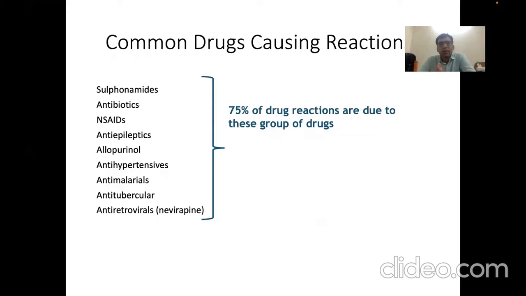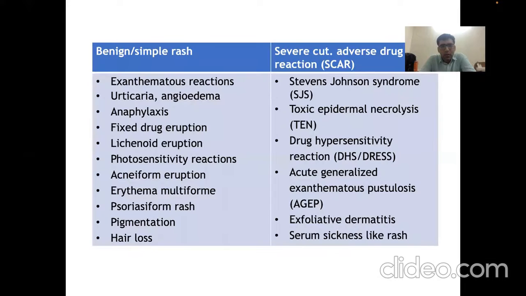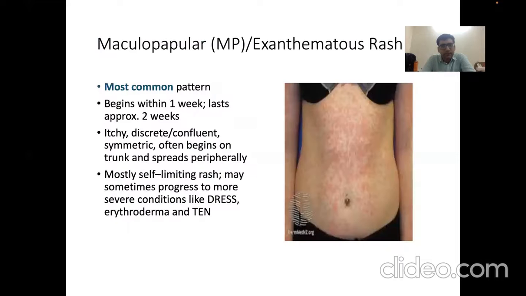What are the most common drugs causing drug reactions? This group includes around 75%, which is sulfonamides, antibiotics, NSAIDs, anti-epileptics, allopurinol, antihypertensives, anti-malarials, anti-tubercular drugs, and antiretrovirals, mainly nevirapine. Difference between benign rash and severe cutaneous drug rash. So these are all the examples which I've seen.